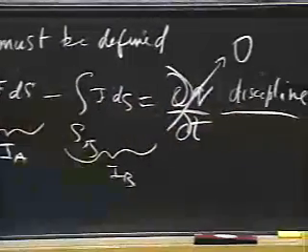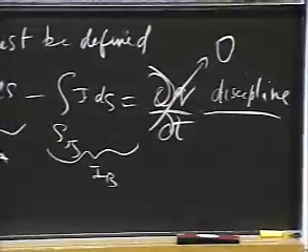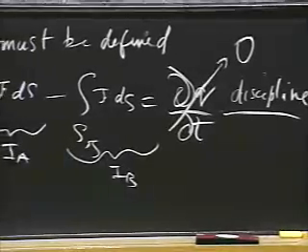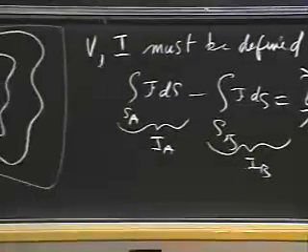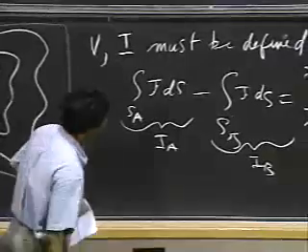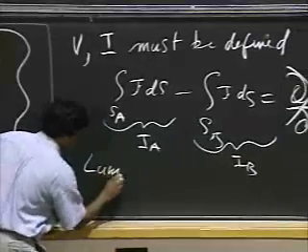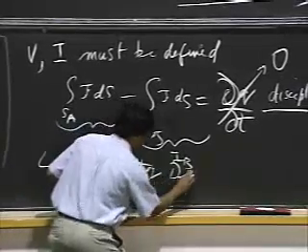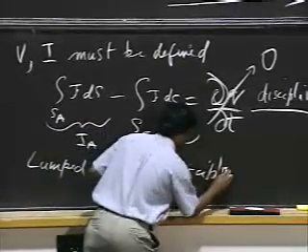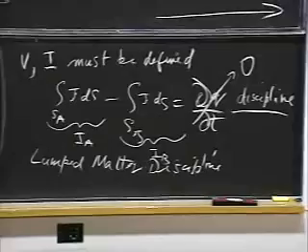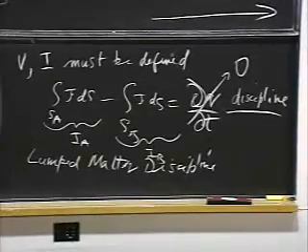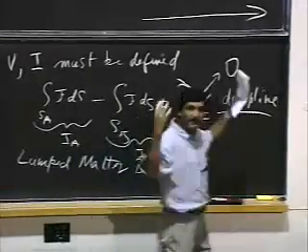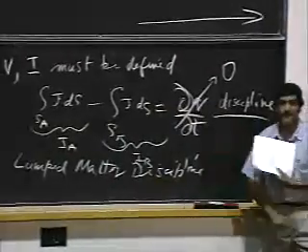So what I've said is I'm making a simplification here, and this is one of the simplifications that I'm making, and I give a name to the simplification, and that's called the lumped matter discipline. I'm saying I'm only going to deal with elements for which, if I put a black box around it, this is going to be true.